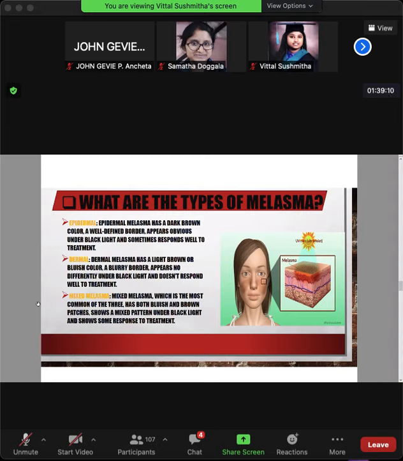Mixed melasma, which is the most common of the three, has both bluish and brown patches, shows a mixed pattern under the black light, and shows some response to treatment. Next slide.